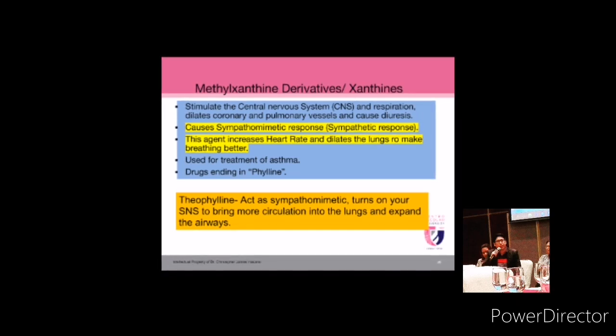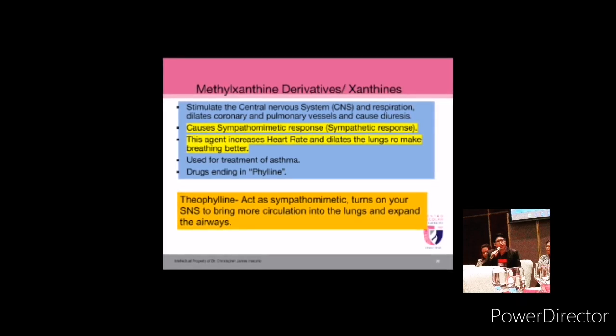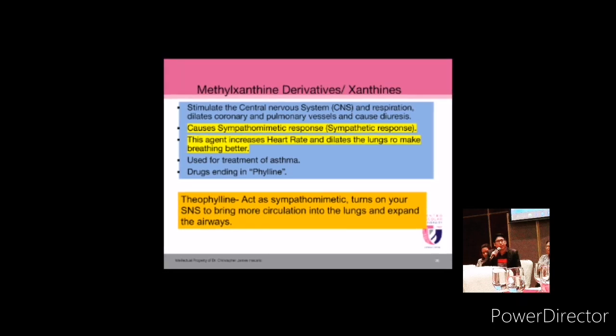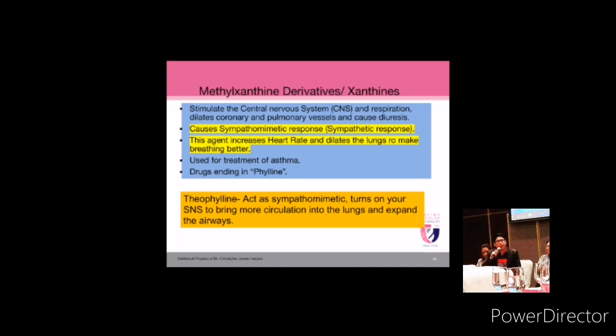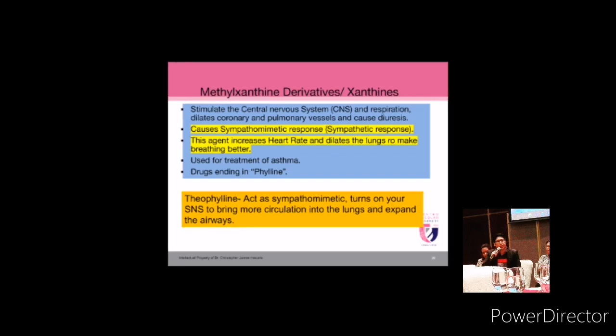Used for the treatment of asthma, and commonly these are drugs ending in phylline, and the most common of these drugs are your theophylline. So, lagi mo siya makikita dyan. And these act as your sympathomimetics and turns on your SNS or your sympathetic nervous system to bring more circulation into the lungs and expand the airways.